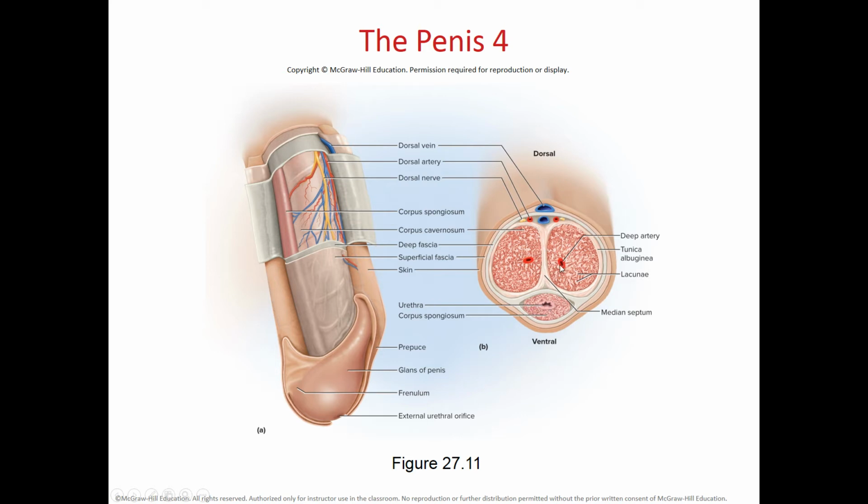and this is the corpus spongiosum surrounding the urethra. And then you have the deep penile artery here in the middle of this corpora cavernosa, and then externally to this corpora cavernosa you have the dorsal artery and dorsal vein of the penis and the dorsal nerve. And then the penis is surrounded by this deep fascia, and then this superficial fascia and the skin.